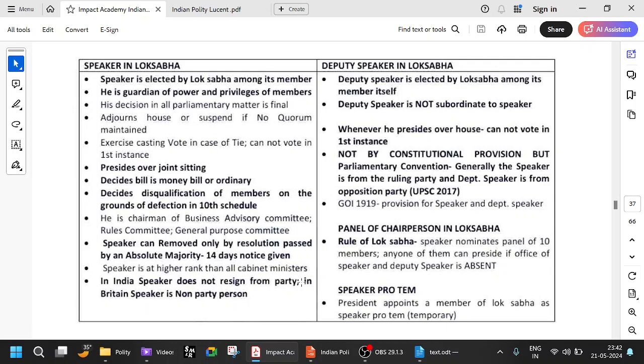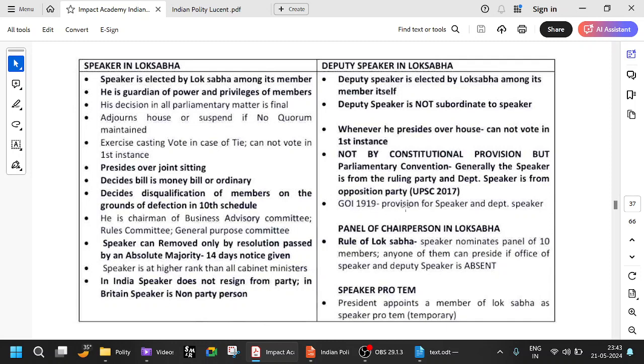In India, the speaker does not resign from the party. In Britain, the speaker is a non-party person. So here, the speaker is a member of the parliament, the speaker of the Lok Sabha. And if it is the speaker of the state assembly, he is an MLA. So deputy speaker, we have seen whenever he presides over our house, he cannot vote in the first instance, not by constitutional provision but by parliamentary convention. Generally, the speaker is from the ruling party and the deputy speaker is from the opposition party. There is no constitutional provision; it's just a convention.